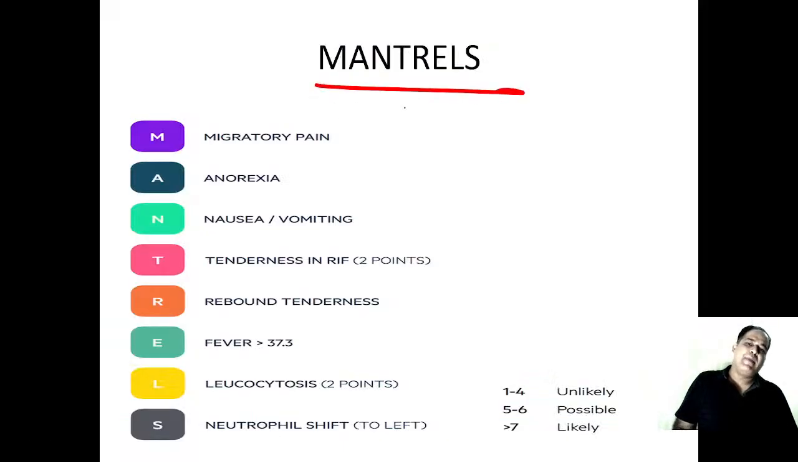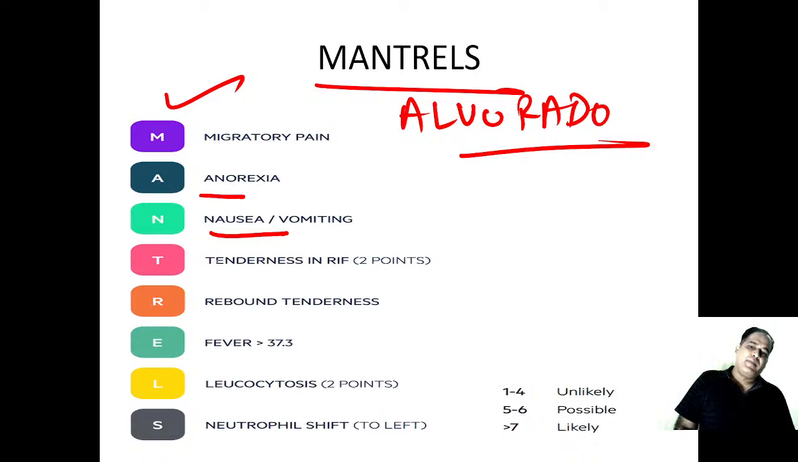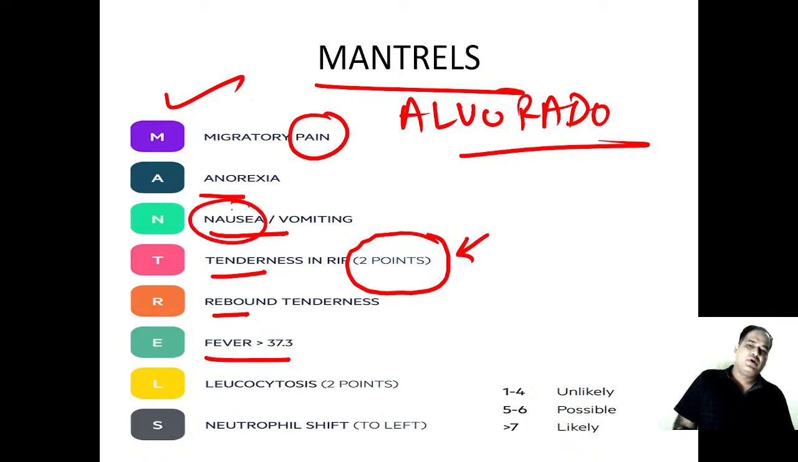Now what is this? MANTRELS, that is the mnemonic of the Alvarado score. What do you see here? We see if your patient has migratory pain, anorexia. It was considered the most specific sign some time ago. Fine. Nausea or vomiting. Tenderness in the right iliac fossa. Remember, it has double importance. Fine. Rebound tenderness. Fever.